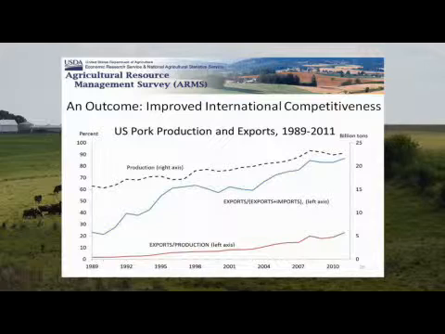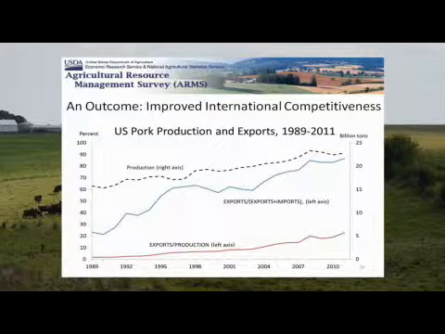The lower red line shows the share of production that goes to exports. Originally, in the late 80s, that was around 2 or 3% of U.S. production. By today, it's around 20%. So we've had a substantial increase in exports of pork over that period.